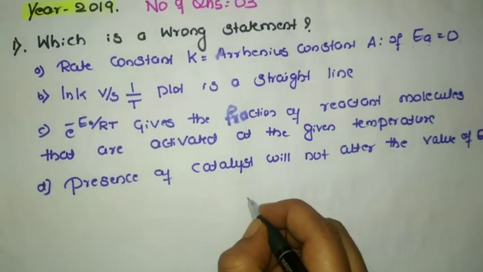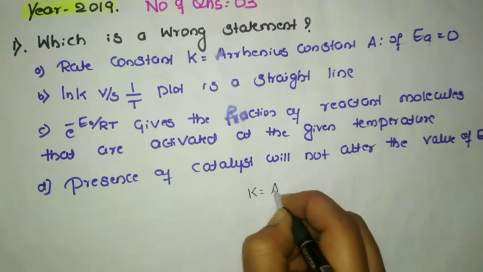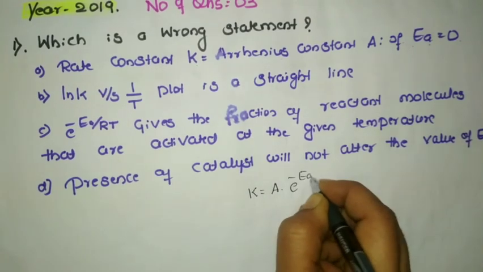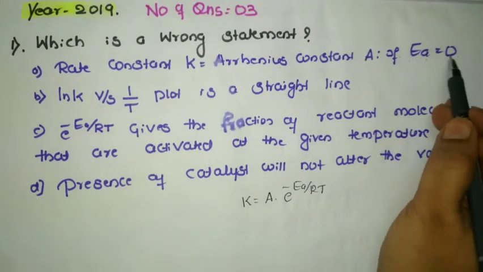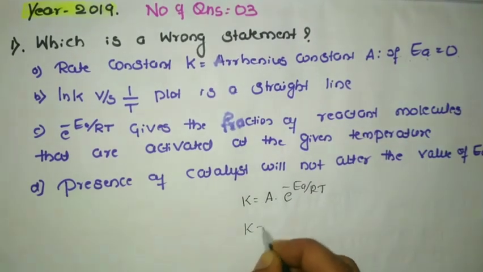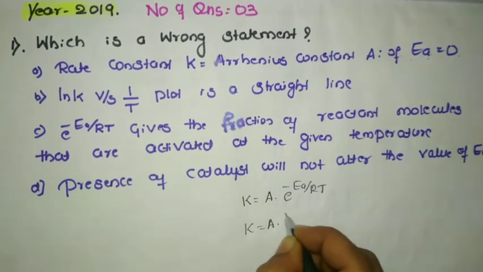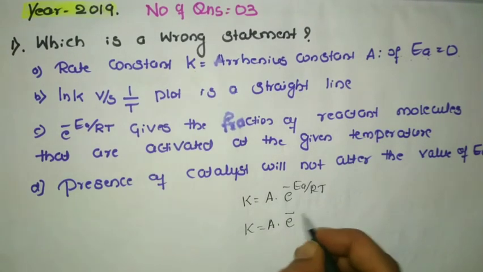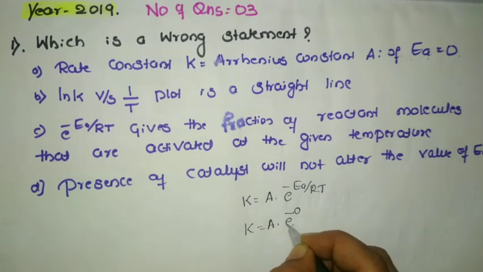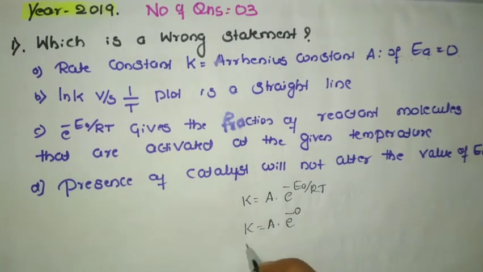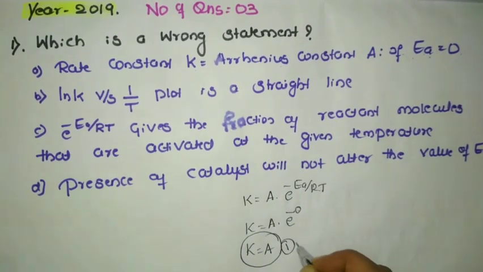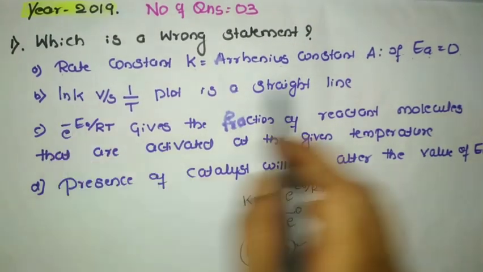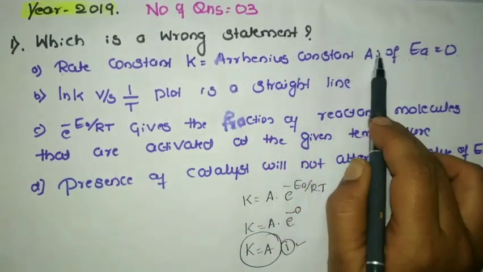So if I apply the Arrhenius equation, K is equal to A into e to the power minus EA by RT. What they are telling is, if the EA value is 0, quite simple. If I put EA equal to 0, what happens? 0 by any number is 0. So e to the power 0 equal to 1, so K equal to A. So the first statement they have given is correct. It is not a wrong statement.